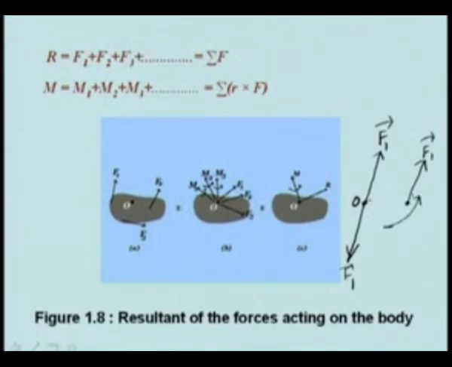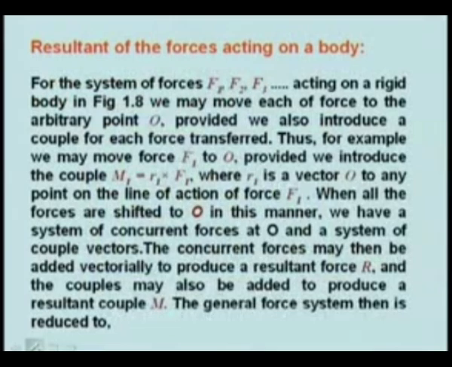So, therefore, net effect is that you have another force whose line of action now passes through O instead of this point, say A. At the same time, there is a couple acting here, because of these forces. So, in this way we can transfer all the forces to this one point O. Then we have a system of concurrent forces at O and a system of couple vectors.